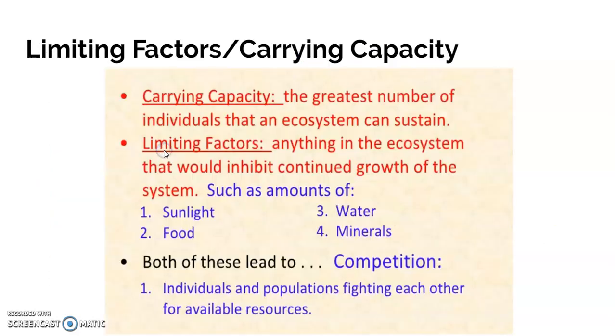Another thing that we talked about was limiting factors and carrying capacity. Carrying capacity is the greatest number of individuals that an ecosystem can sustain, meaning how many living things can be in a certain area. And limiting factors are anything in the ecosystem that would inhibit the continued growth of the ecosystem. For example, if a certain area doesn't have enough water or food or minerals or sunlight, that is going to stop the number of organisms that are allowed to live there. That's going to lessen the carrying capacity of that area.